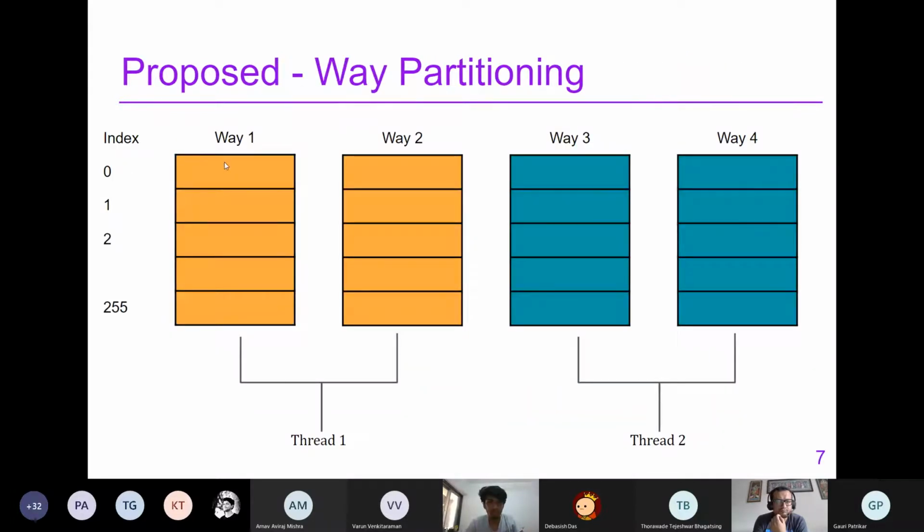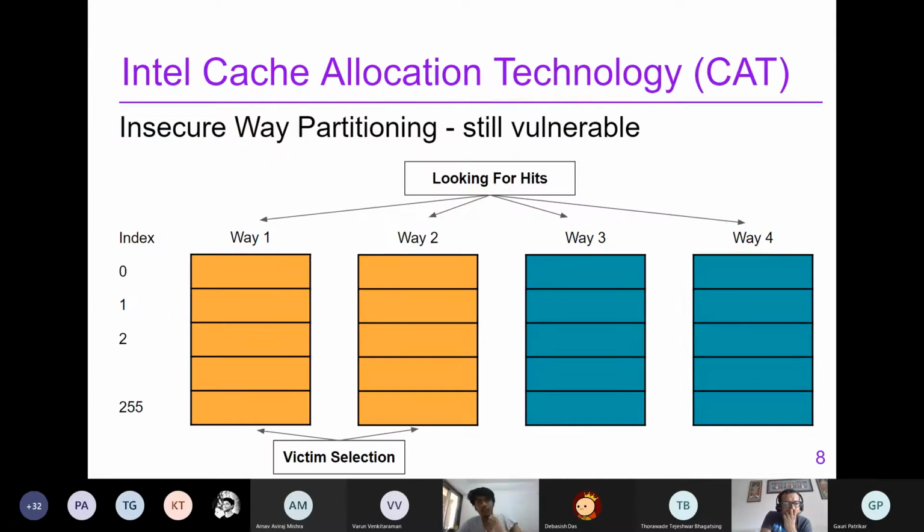So a better way of doing this is way partitioning, where in each set, say this is a 4-way set associative cache, then in each set we can give some number of ways to each thread. This is better because this decouples the relationship between the cache and the DRAM. And currently, what Intel has is Cache Allocation Technology, or CAT, which is optimized for performance. So it has insecure way partitioning.